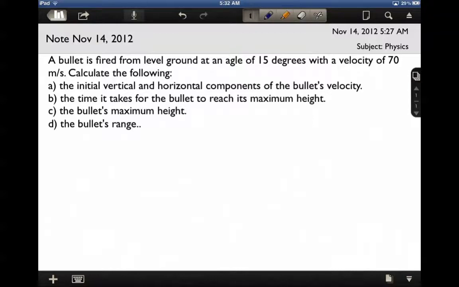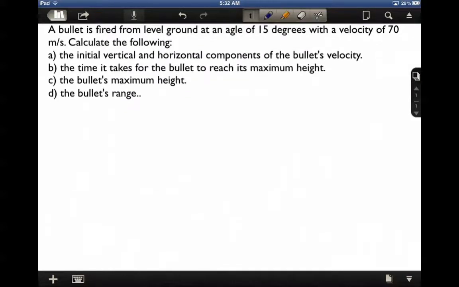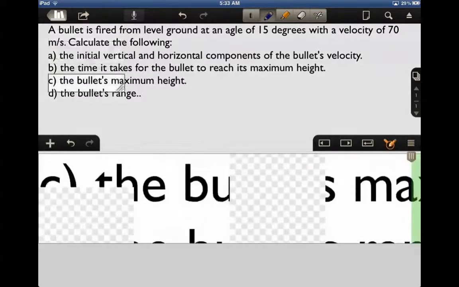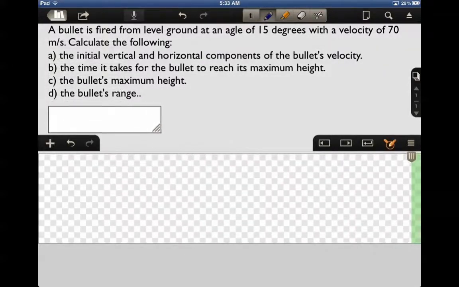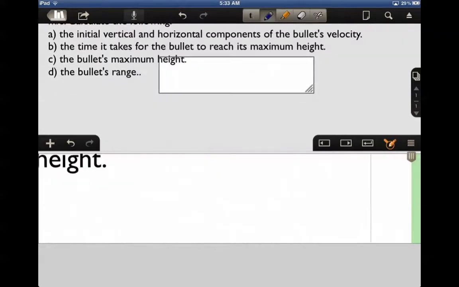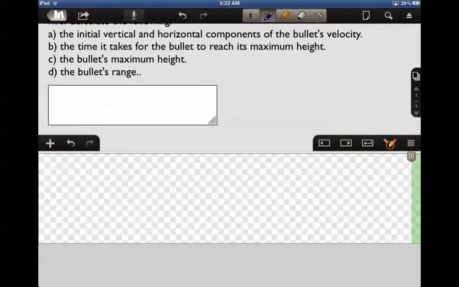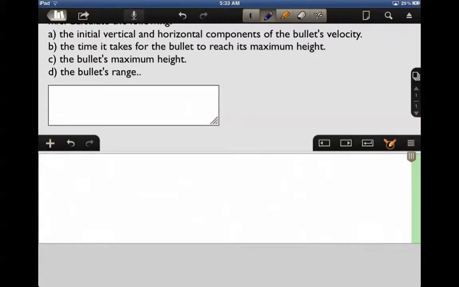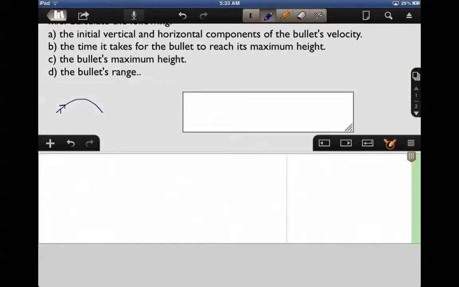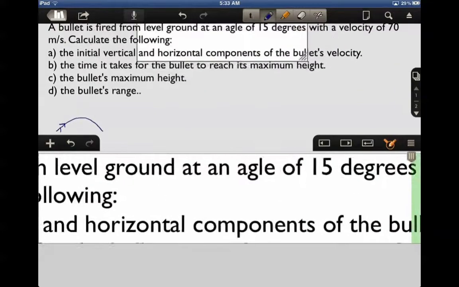So first I'm going to draw a picture. The bullet follows a path. Something like this. And this is our initial velocity. We know this is, what did we say, 15 degrees.